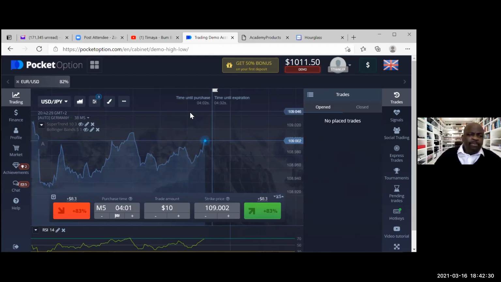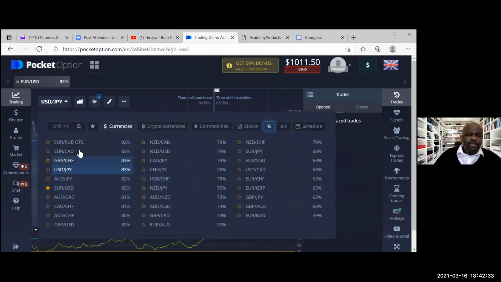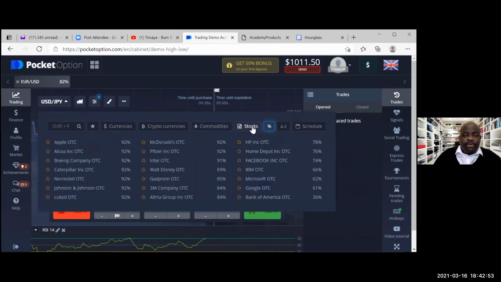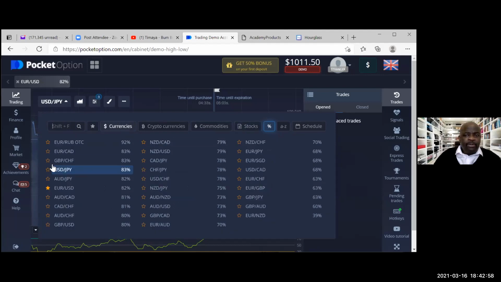What pair? This is where you find the pairs. All here, and you can trade crypto. You want to trade cryptocurrencies? It's here. You want to trade commodities? Oil. Is that oil? That's oil. Gold. Where's silver? You can trade stock, so you can trade all kinds of stocks. We're focusing on forex. Okay, so which pair are we trading?